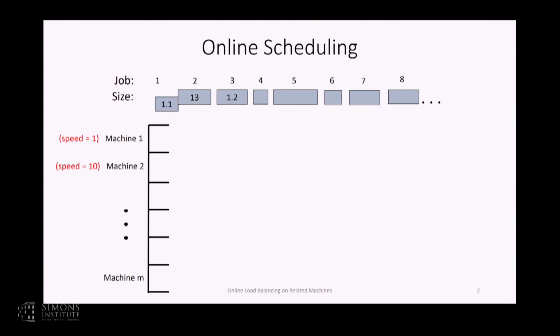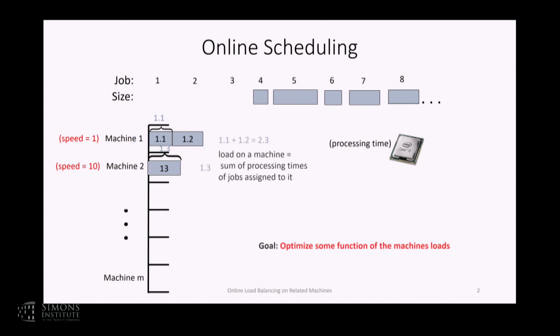So for example, if I schedule the first job on the first machine, it takes 1.1 units of time to complete. If I schedule the second job, which is much longer, on the second machine, which is much faster, again, the running time of that job on the machine is the ratio of its size and the speed. So I want to schedule these jobs in a way that the total loads, so the load of a machine is simply the total time for which the machine runs. And I want to optimize some function of these loads. So once I have scheduled all the jobs, you get a certain load on every machine. I want to optimize some function of these loads.